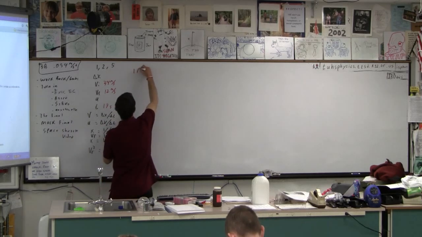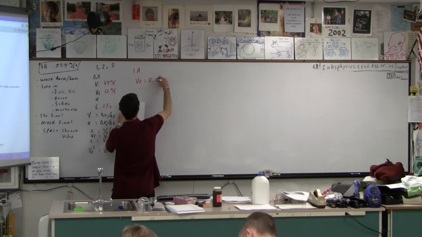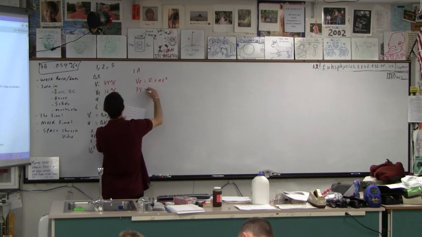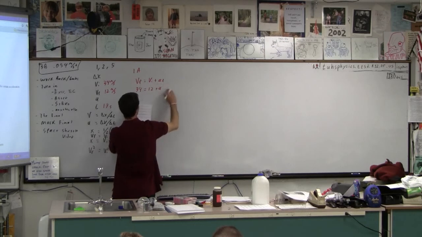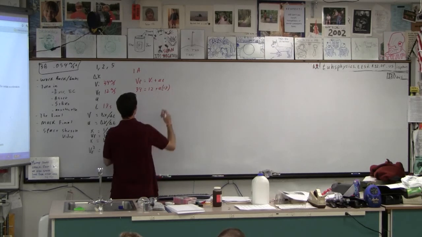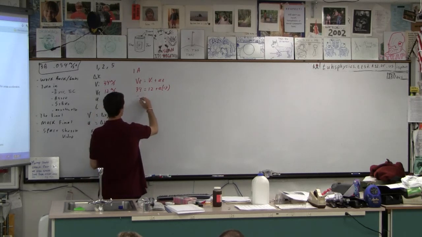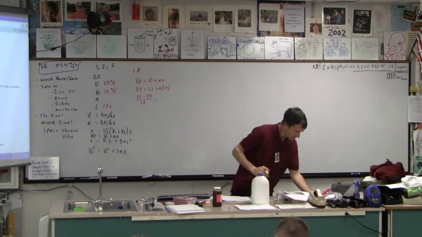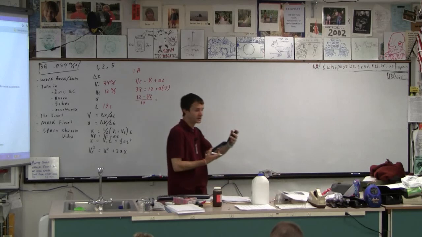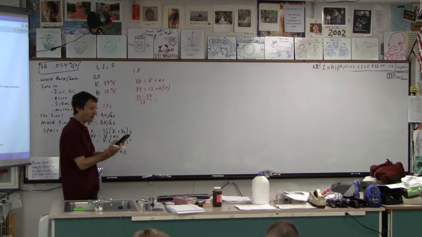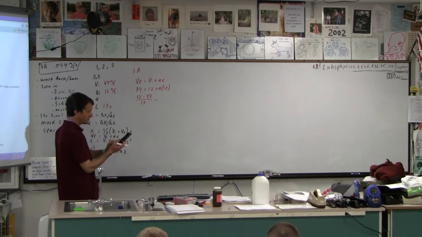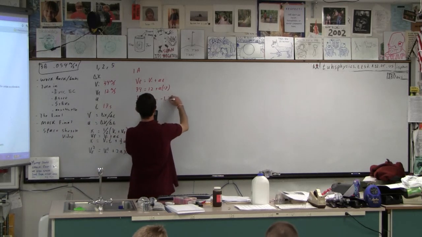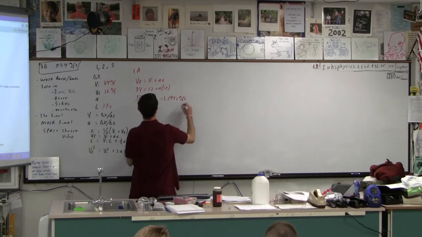So 1A, I'm going to use V final is V initial plus acceleration times time. So 34 is 12 plus A times, whoops, it's not squared, sorry. Just A times 17, right? Which is going to be 12 minus 34 divided by 17, which ends up being a negative acceleration. Does that make sense? It's been a while since we did these, right? So 12 minus 34 parentheses divided by 17, negative 1.2941 meters per second squared, right?